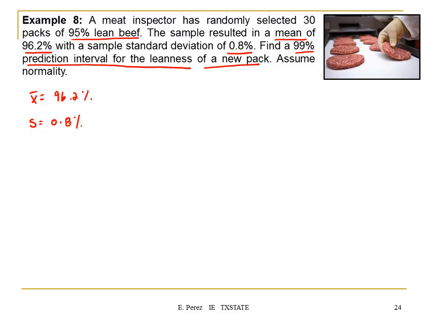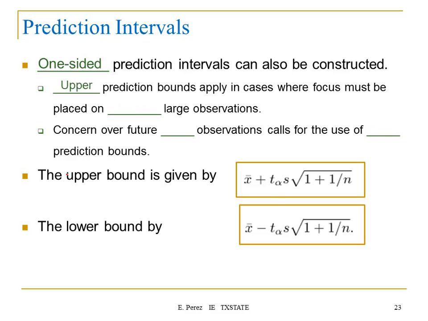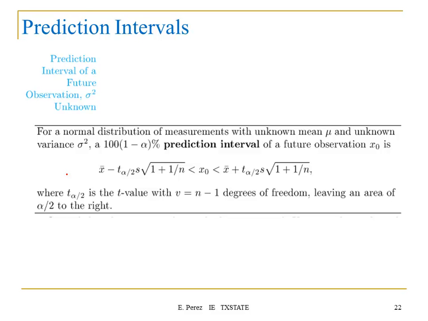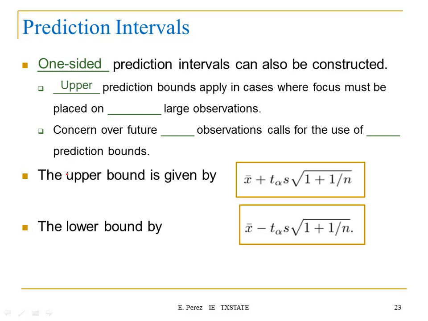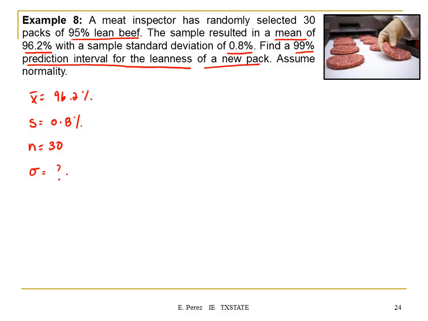Do we know how many observations we have in this sample? n equals 30, that's correct. And do we know the population standard deviation? We don't. You only have the standard deviation of the sample. So for those cases, where the mean and variance are unknown, we use the t distribution.